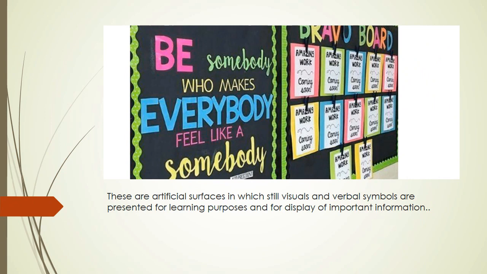So display boards are artificial surfaces on which still visuals and verbal symbols are presented for learning purposes and for display of important information. So you use the display boards to display some important information. You can display still visuals. You can also display verbal symbols in learning.